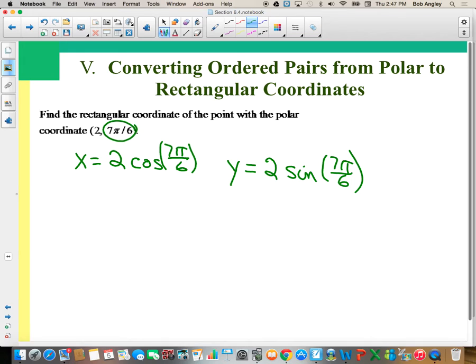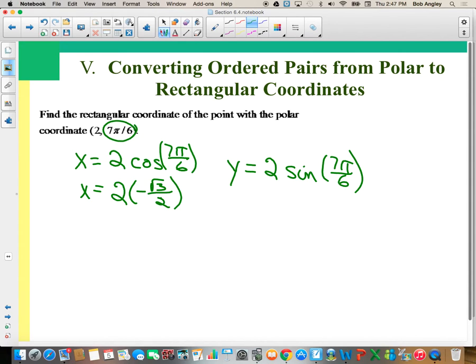Okay, now, what's the cosine at 7 pi over 6? Just either remember it on the unit circle. How many of you have a unit circle somewhere, unless you've thrown them away? It's negative root 3 over 2.